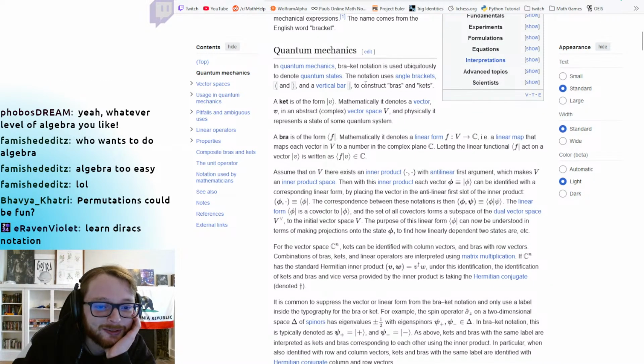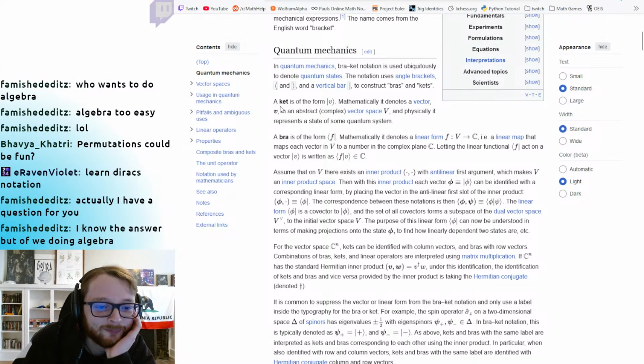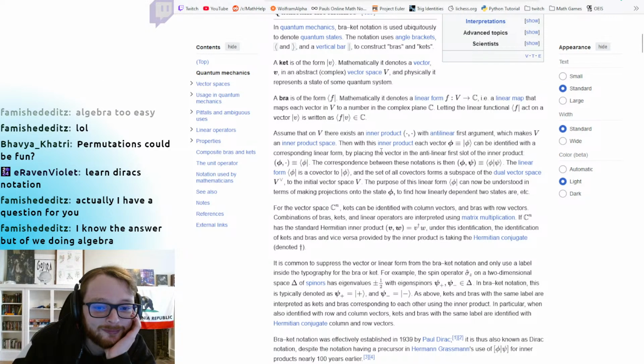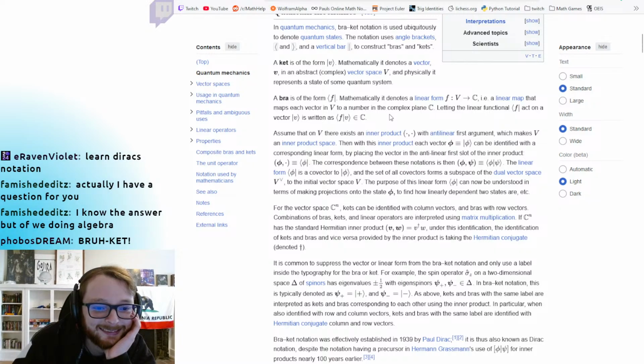What's up, Famished? Bras and kets, or bras and kits? Brah. I didn't know bras were of this form. Who knew? Yeah, bracket. Sorry, like, how do you not laugh at this? Ugh.